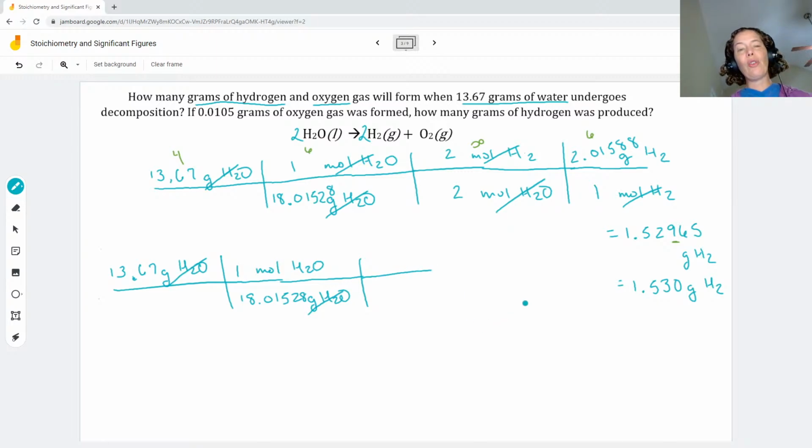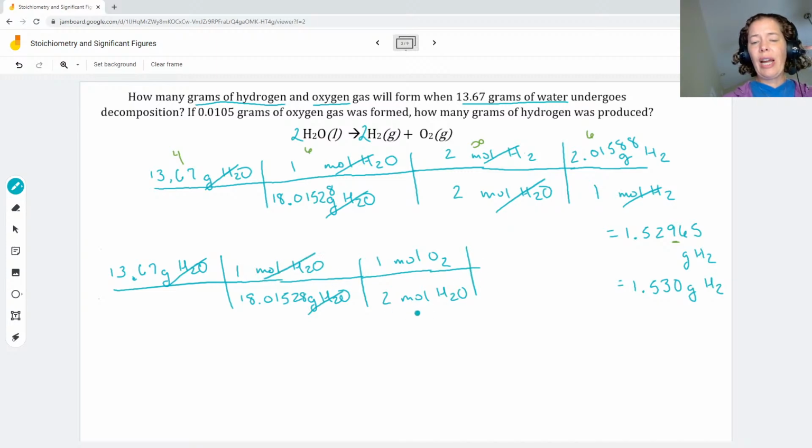Now I need to make sure that I'm going to use my mole ratio between water and oxygen gas. So I still have my 2 moles of water. That is not going to change. And now I'm going to oxygen, which has a 1 in front of it. So that goes to oxygen. And now I've converted out of moles of water and I'm in moles of oxygen. But of course, I need one last step. I need the molar mass of oxygen, so that I can calculate grams of oxygen.